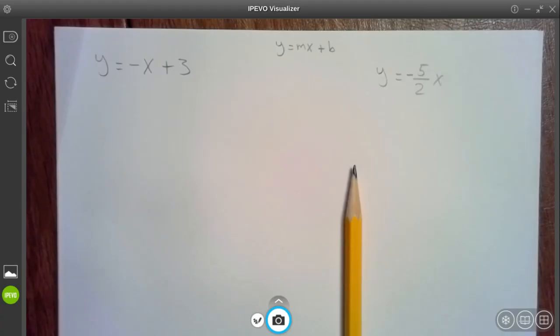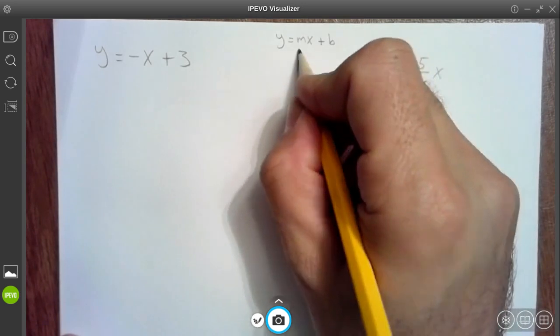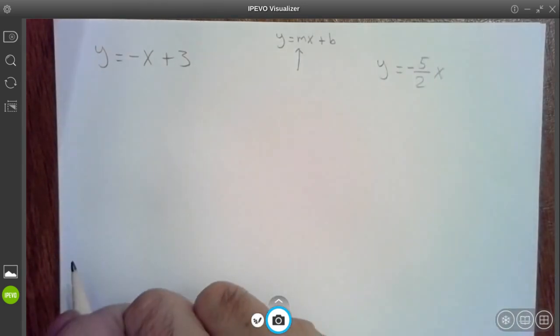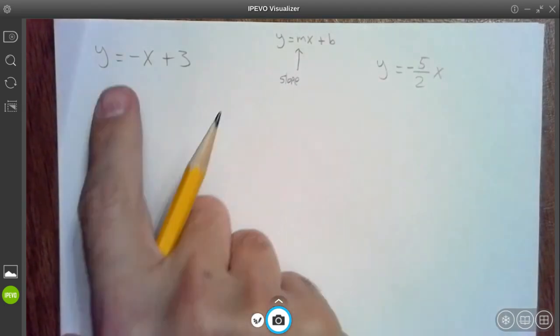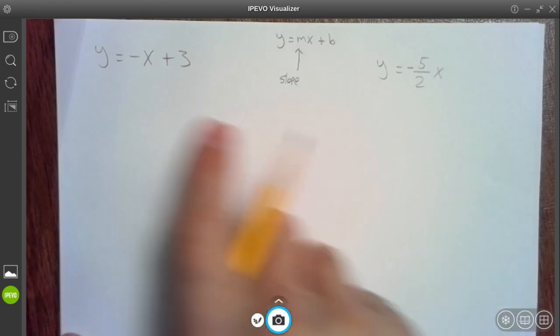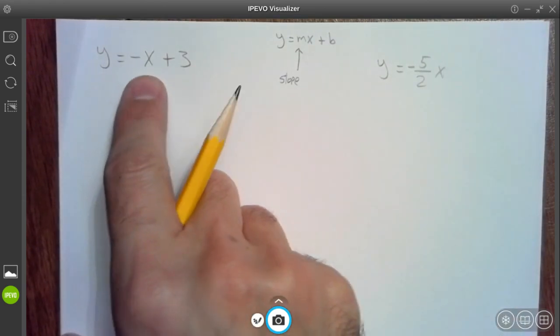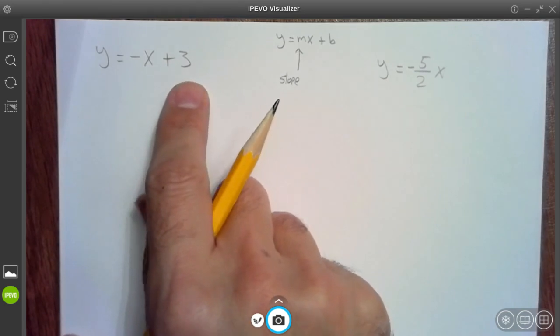All right, so I've got a couple of linear functions here. Before I graph them, I'm going to use Desmos to graph them this time. But first, I just want to identify what the slope and the y-intercepts are. Both of these are in y equals mx plus b form. You've got y equals some number with an x, plus some number.